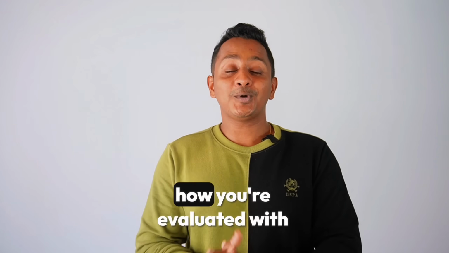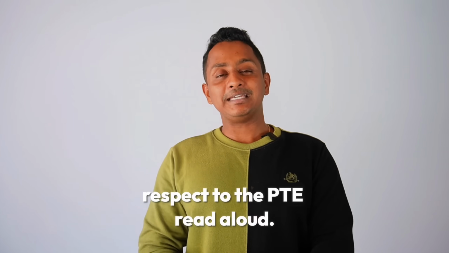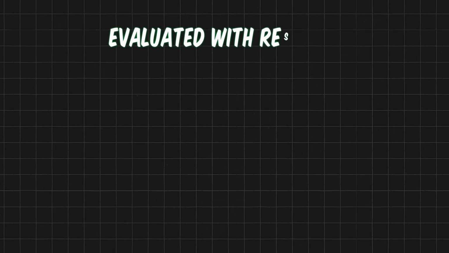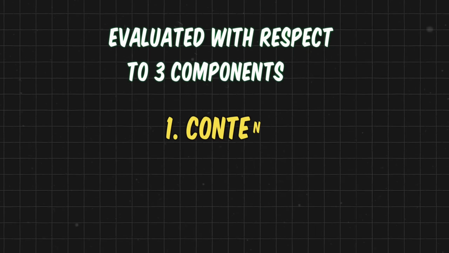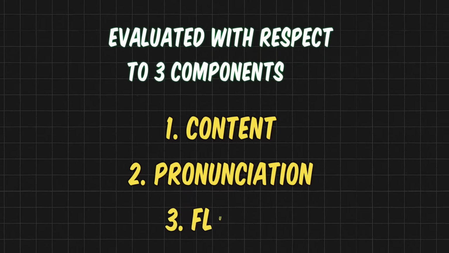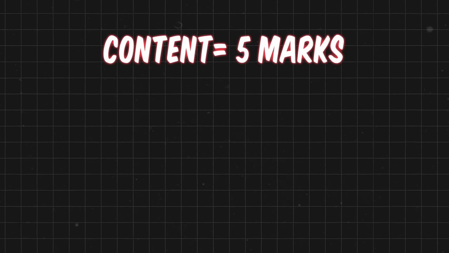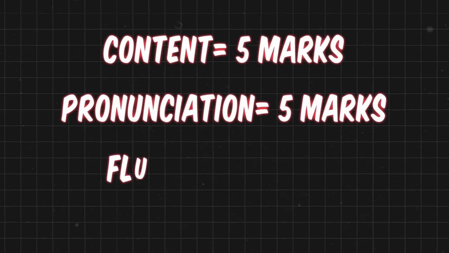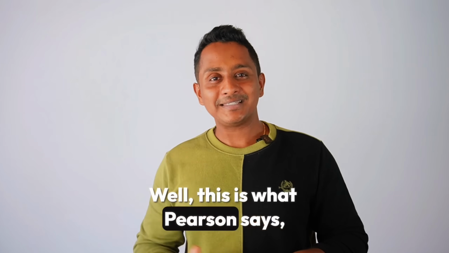Let's talk about how you are evaluated with respect to the PTE read aloud. You're evaluated with respect to 3 components. First is content, second is pronunciation, third is fluency. Content has 5 marks, pronunciation has 5 marks, fluency has 5 marks. Well, this is what Pearson says.